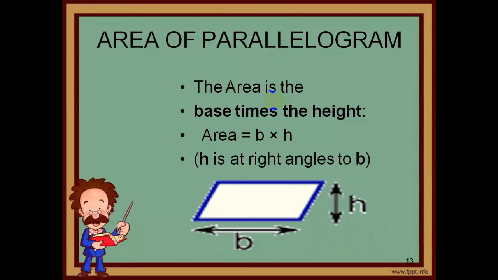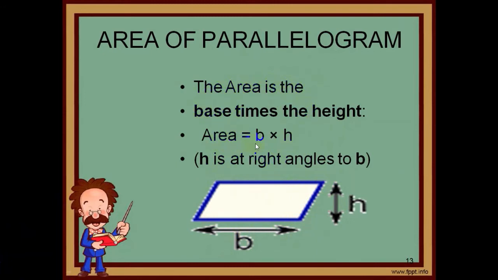Now, area of a parallelogram. The area is base times the height. Multiply the base and multiply the height. Base multiplied with height is equal to the area of the parallelogram.